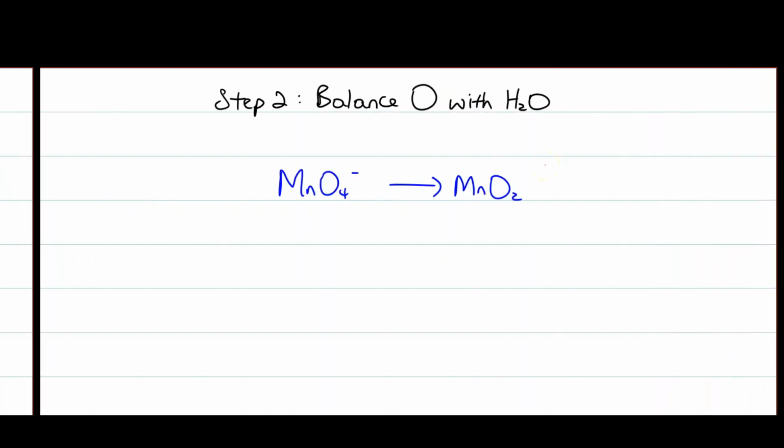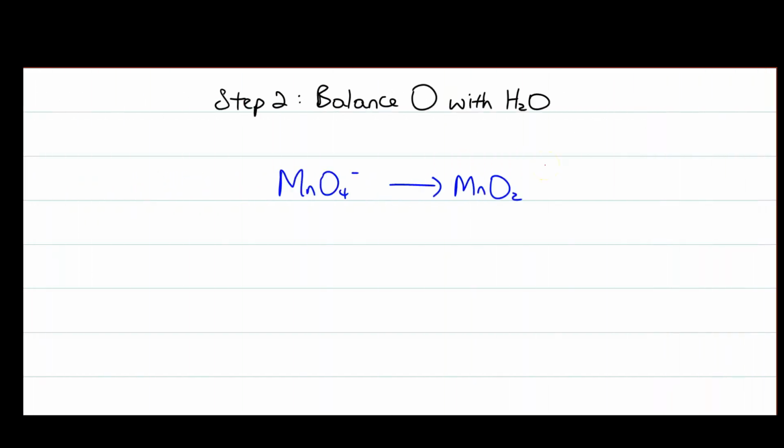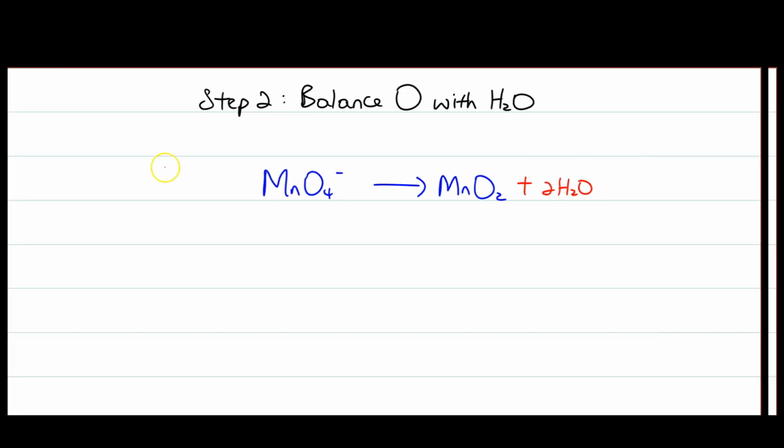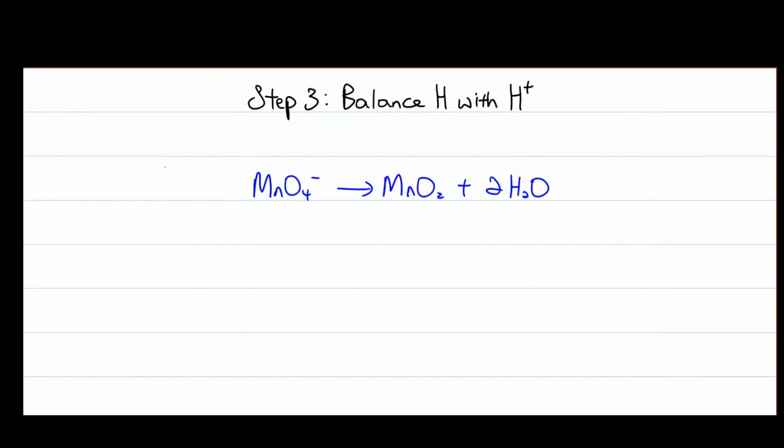Next, balance oxygen using water. On the left, permanganate has 4 oxygens. On the right, manganese dioxide only has 2 oxygens. So, I add 2 water molecules to the right. Now, balance hydrogen. On the right, the 2 water molecules contain 4 hydrogen atoms in total. So, I add 4 hydrogen ions to the left.